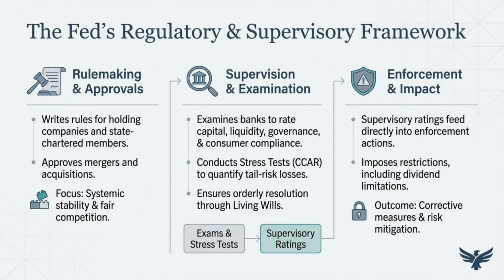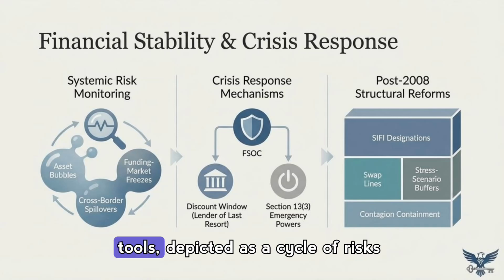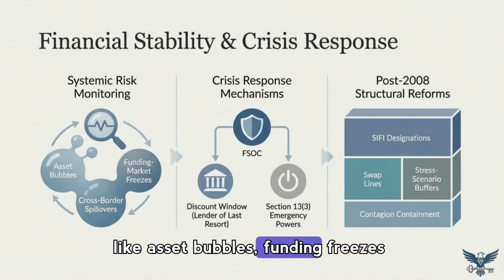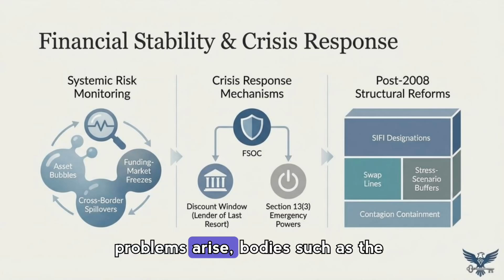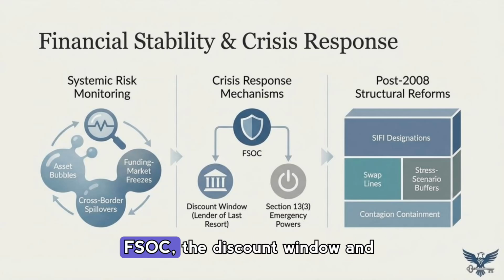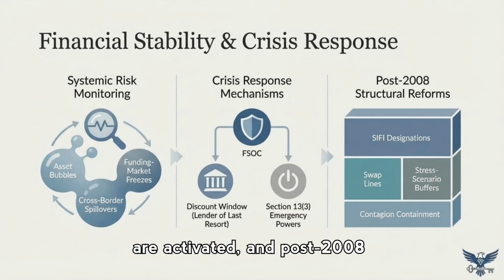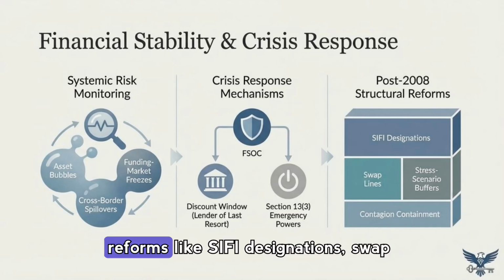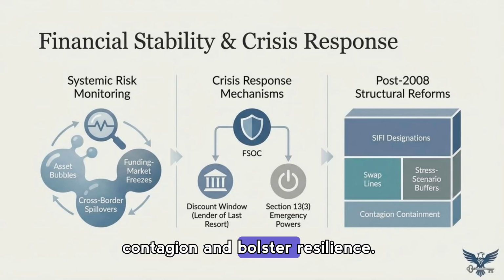Financial stability relies on continuous monitoring and crisis tools, depicted as a cycle of risks like asset bubbles, funding freezes, and cross-border spillovers. When problems arise, bodies such as the FSOC, the Discount Window and Emergency Section 13(3) powers are activated, and post-2008 reforms like SIFI designations, swap lines, and stress buffers help contain contagion and bolster resilience.